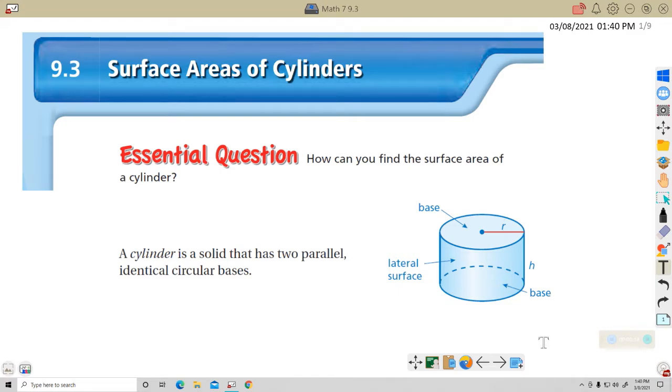What is a cylinder? A cylinder is a solid that has two parallel, identical circular bases. So it's kind of like a prism, but instead of having a polygon for a base, it has a circle. Let me show you.